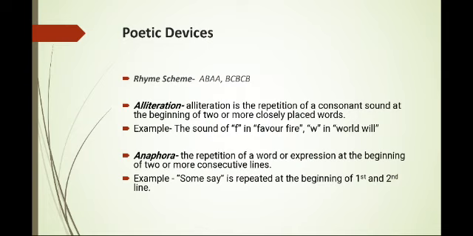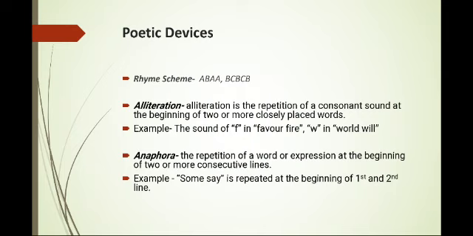Now have a look at some poetic devices used in the poem. So rhyme scheme, as you all know, A B A A, B C B C B. And now the first figure of speech used in the poem is alliteration. Alliteration is the repetition of a consonant sound at the beginning of two or more closely placed words. The example that you find of alliteration in the poem is F in favor, fire, and W in world, will.